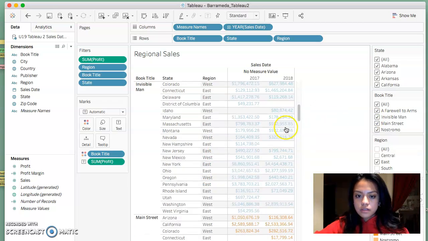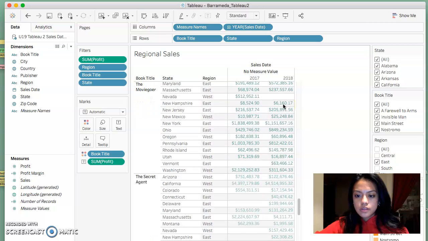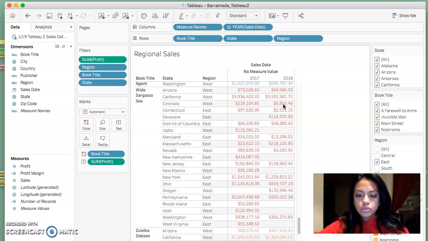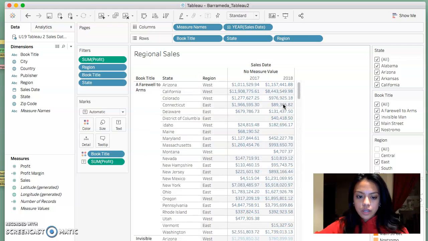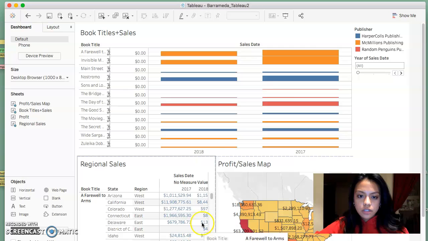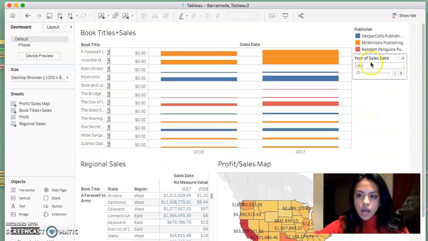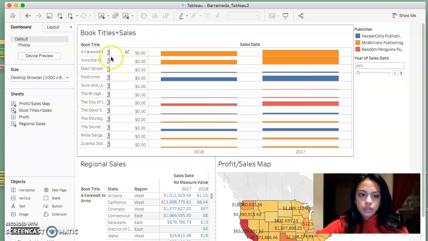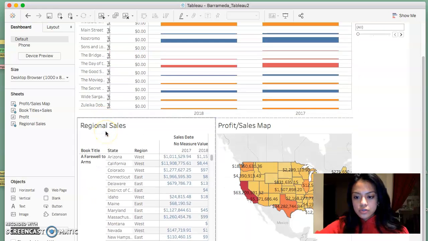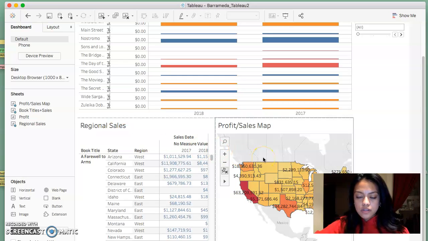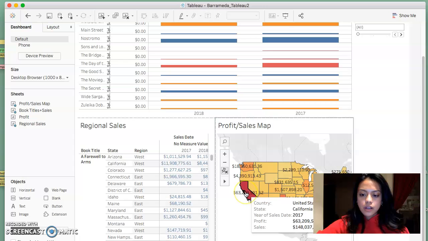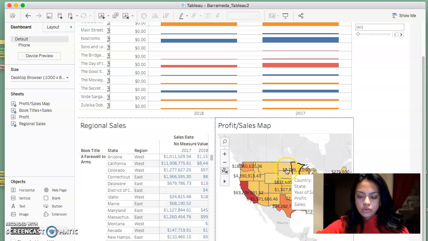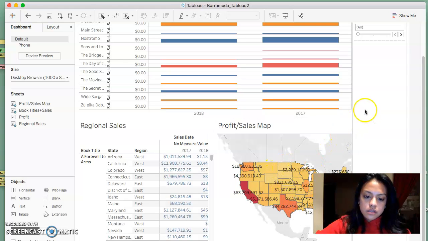So I'm going to go back to get all the book titles, and I also color coded this as well, so it'd be easier for anyone you're showing. Color coding really helps. For my dashboard, right here, I did the publisher in 3 different color groups: HarperCollins, Macmillan's, and Random Penguins, with the book titles and sales. You're able to see that here. And then your regional sales, and then the map of your profit sales. It shows California being the highest, and North Dakota or South Dakota having the lowest, somewhere in there.